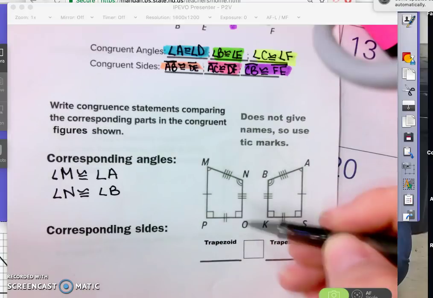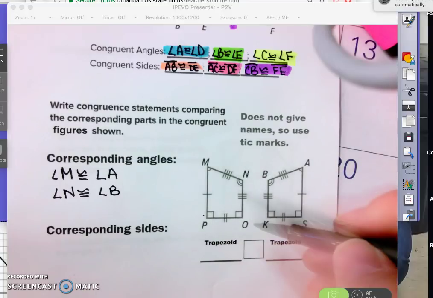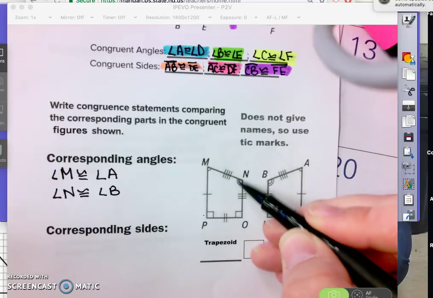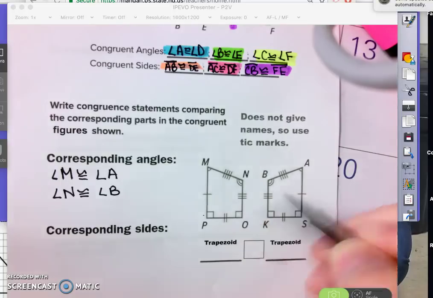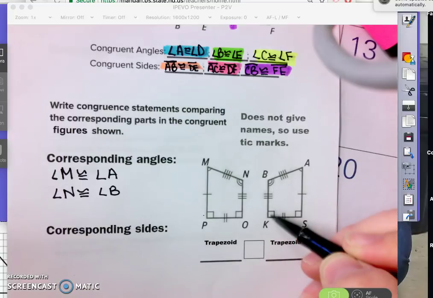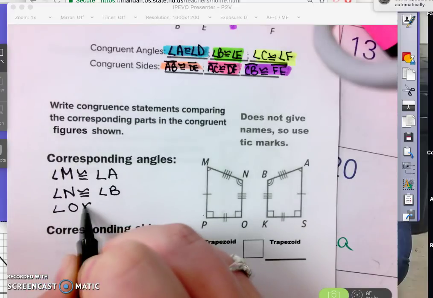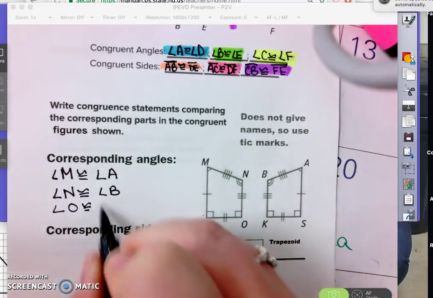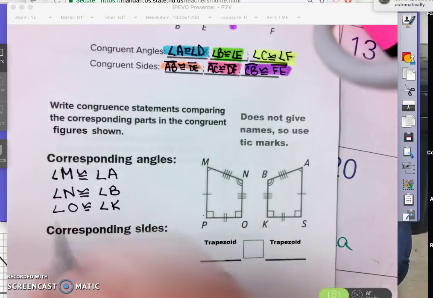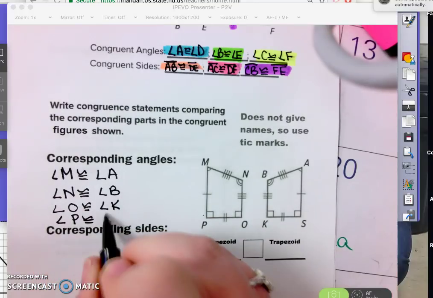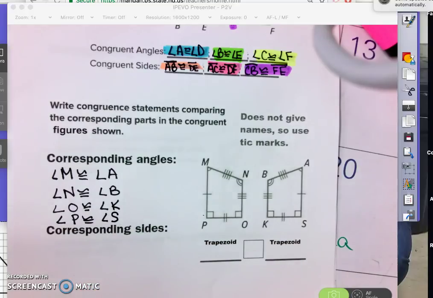So now I have two right angles here, but this one is straight down from the two curved marks. So I want to look for the other one that is straight down from there. So I need to go angle O is congruent to angle K. And then my last one, angle P, is congruent to angle S.